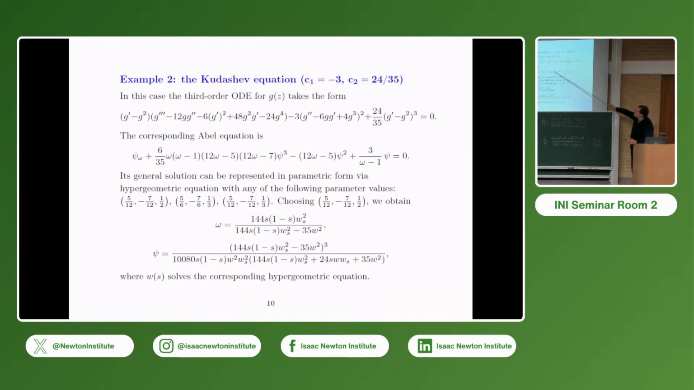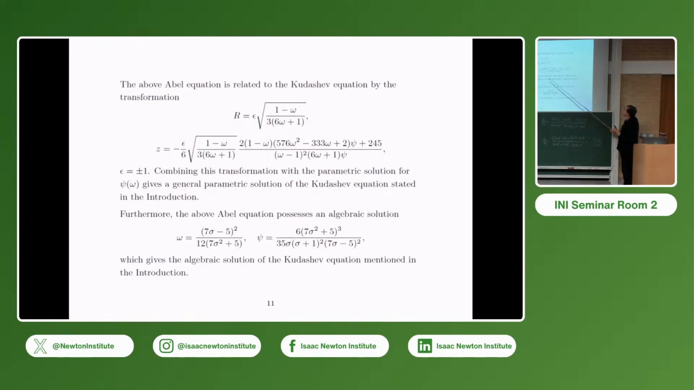Okay, this equation is related to this equation by a change of variables, which I will show now. And if you combine this change of variables with this parametric representation, you'll get a parametric representation for the Kudashev equation, for this equation from the introduction. So this is the link. This R and Z from this equation are related to psi and omega by these quite tricky formulas, but this is what they are. And furthermore, the Abel equation from the previous slide possesses this algebraic solution. If you combine this change of variables with this parameterization, you get an algebraic solution for this equation that I showed at the beginning, right?